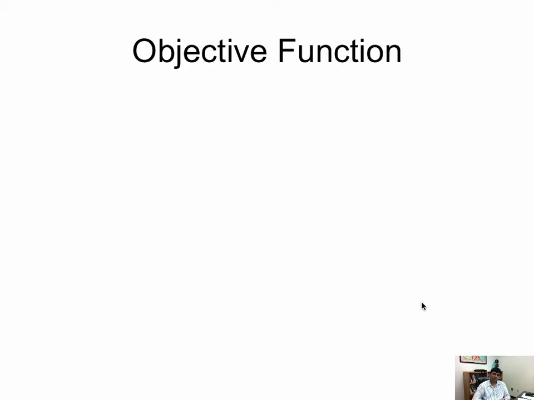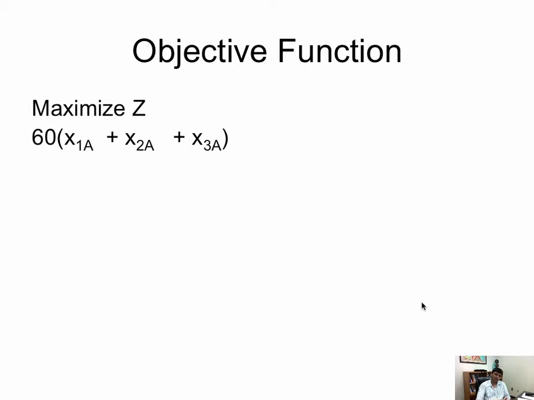And let's write down the objective function. The objective function is again maximize Z. So we have 60 cents per pound profit on mixture A. So the weight of mixture A is X1A plus X2A plus X3A multiplied by 60. That will give you the cents in profit from mixture A.